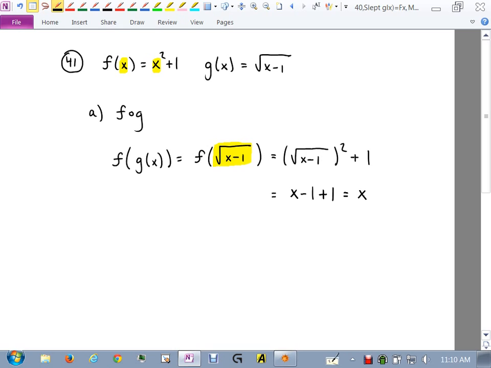Now, this is actually an interesting question that we're doing here, because what we're saying is that if you start with x and you plug it in to g, then plug that answer into f, what comes out? X. And isn't that what we plugged in? So it starts out as x, it goes through these two functions and comes out totally unchanged. Does that make sense? That's what today is going to be about.